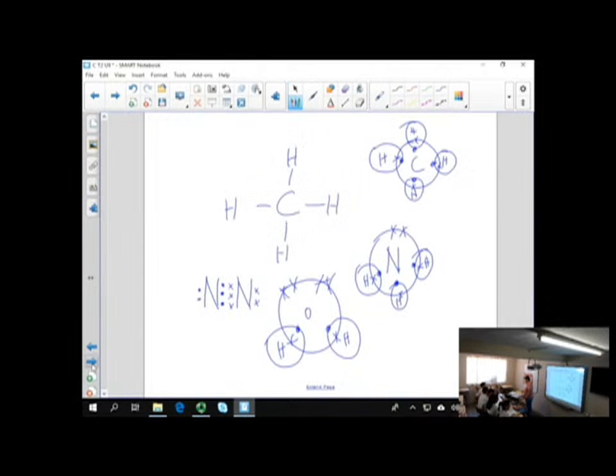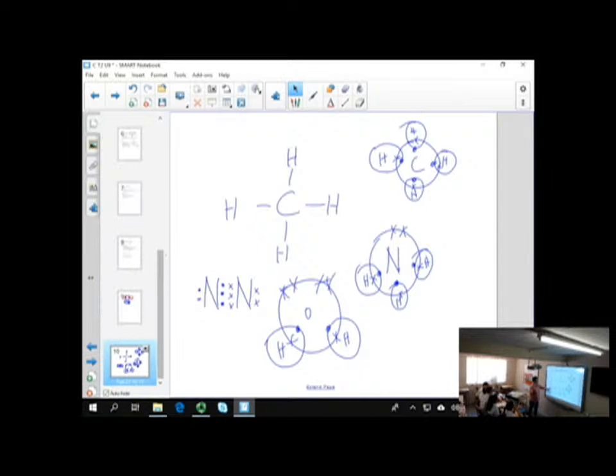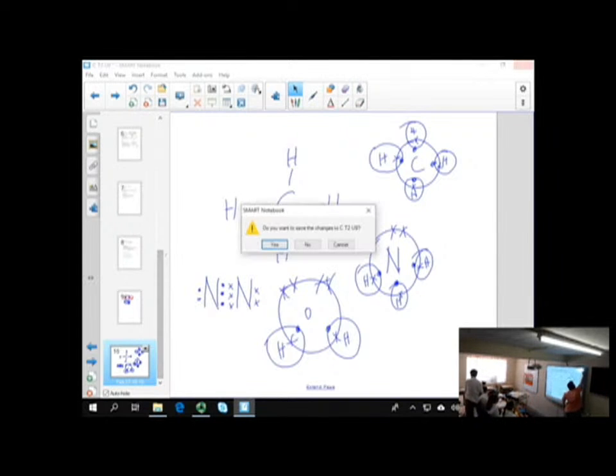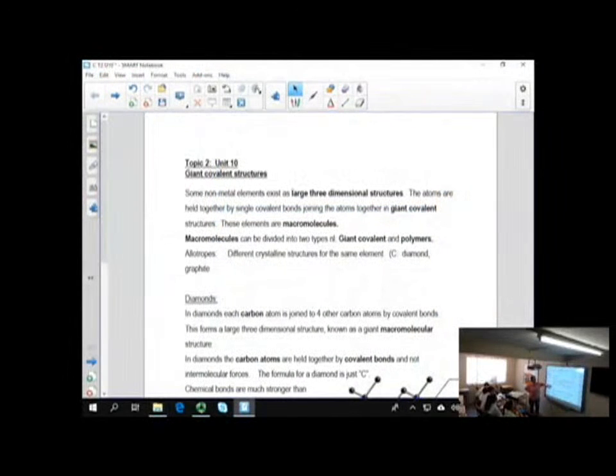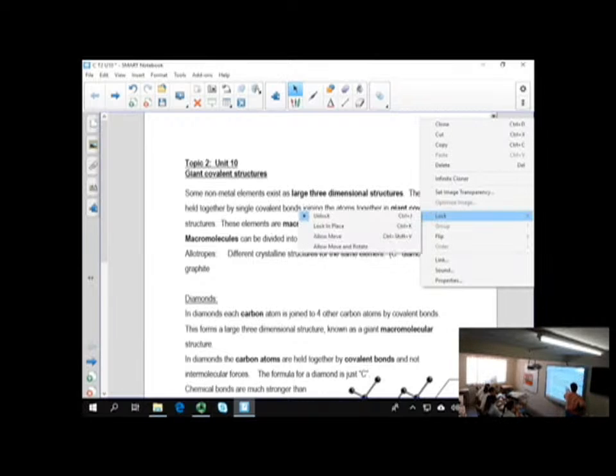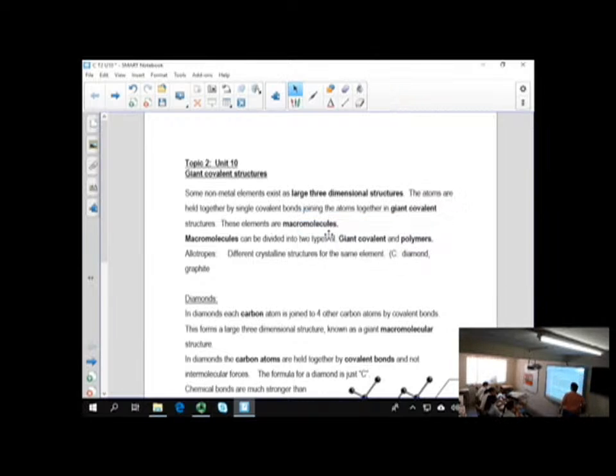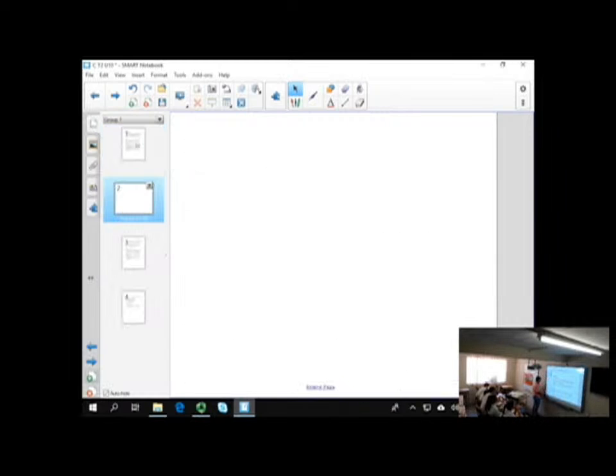Now I want to carry on with Unit 2. Unit 2 has got to do with giant covalent structures. It's Unit 10, sorry. Yeah, Unit 10. Let's close up here and see if I've got Unit 10. Okay, Unit 10. It is about giant covalent structures. Now, before we start with this, I want to explain something. Let's just add in a page.